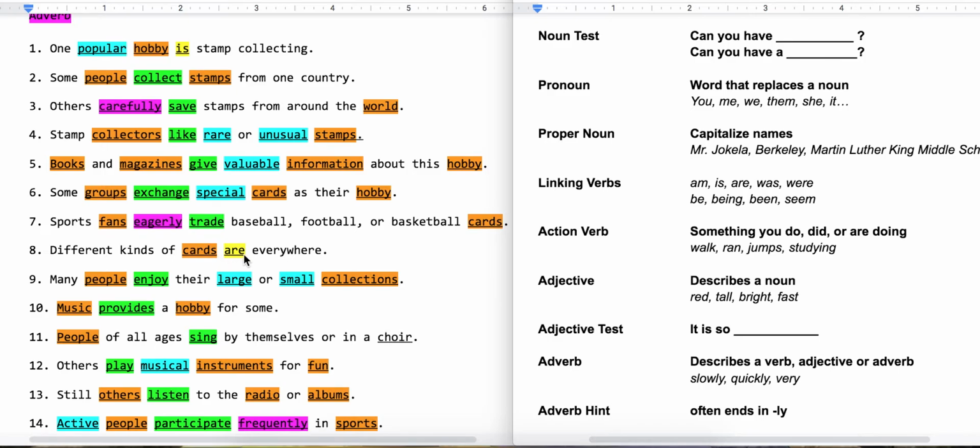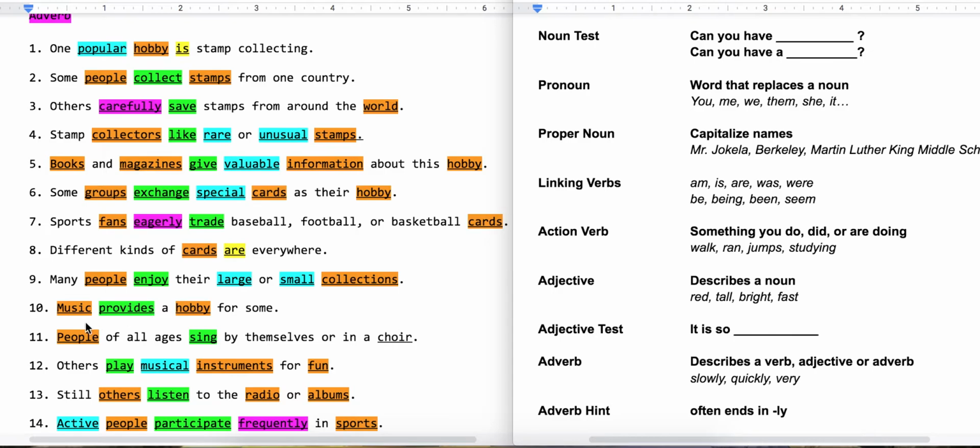That's a noun. Are, that's a linking verb. Am, is, are, was, were. People, that's a noun. Can you have people? Yes. Enjoy, that's something you do. You enjoy things. Large and small describe the collections. Collections is a noun. Can you have collections? Yes. It is so large, that's the adjective test. Yes. It is so small, that's the adjective test. Yes. Music is a noun.